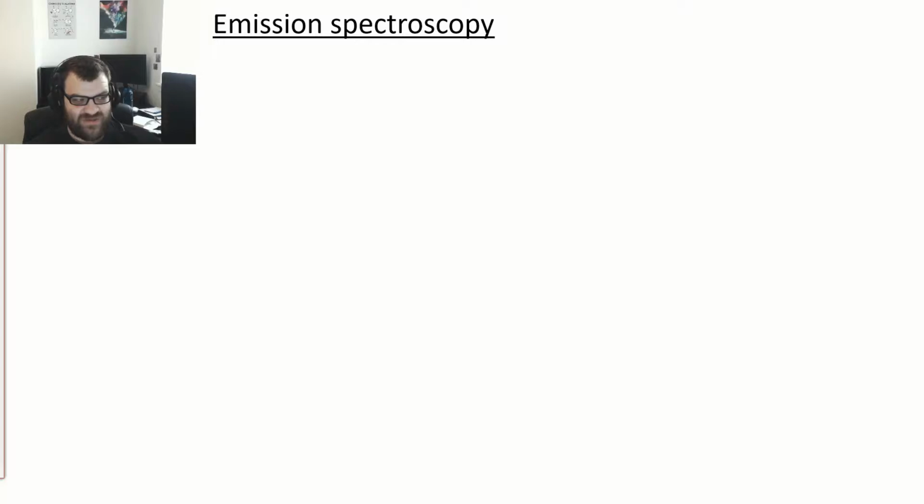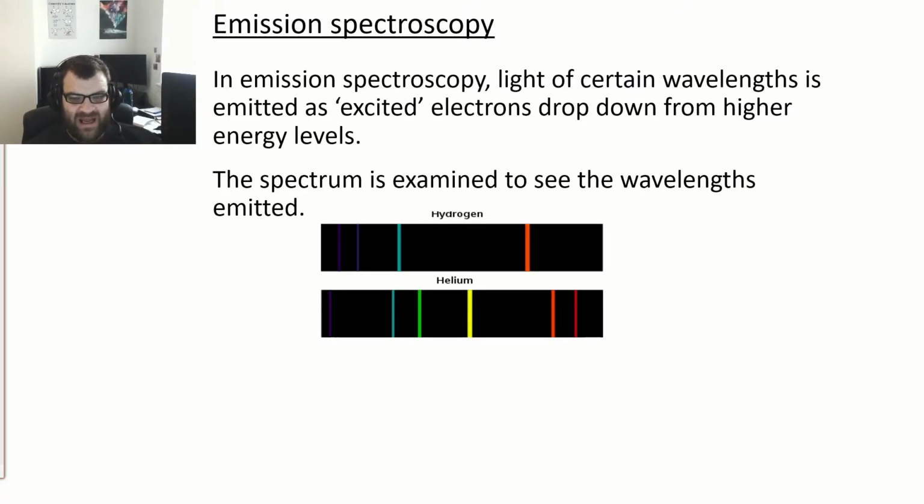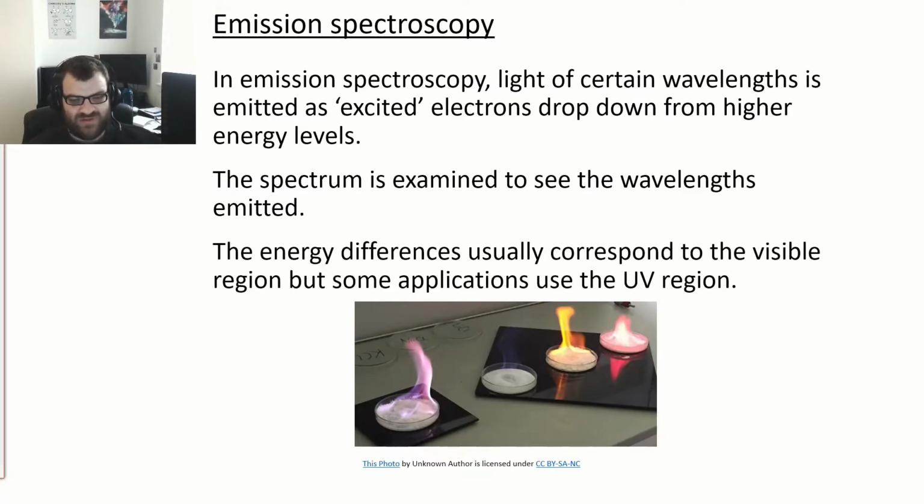When we're talking about emission spectroscopy, light from certain wavelengths will be given out or emitted as the excited electrons drop down from a higher to a lower energy level. We can then have a spectrum where it shows which wavelengths of light have been given out. And a lot of the times these will correspond to visible regions. We're talking about flame testing, where particular chemicals give off particular colours of light. There will be times where it's the UV region that's being emitted at, and you have to use different pieces of equipment to determine that.